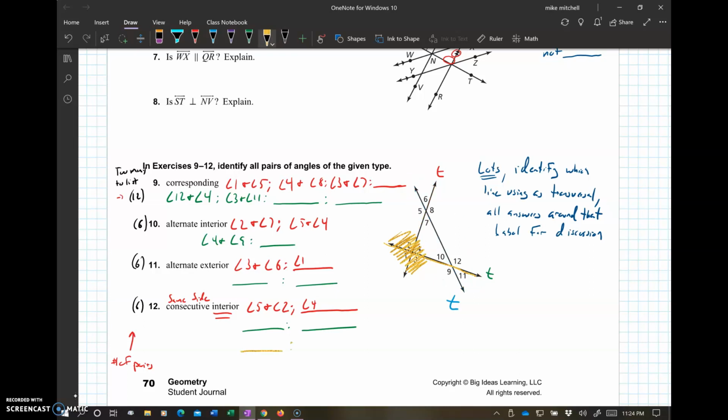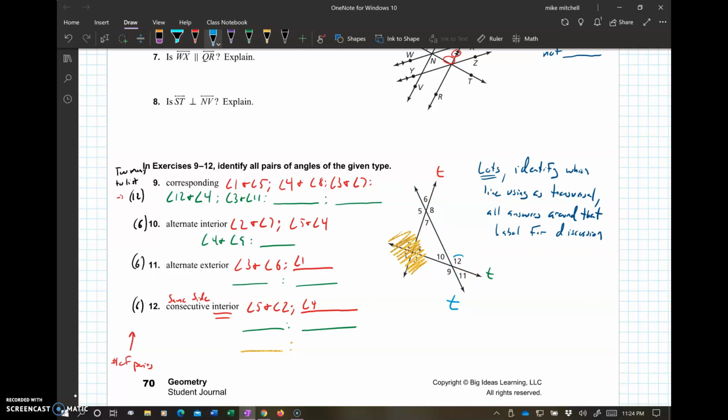I'll do some consecutive interiors with these. We're really running out of time on this. This is going longer than I thought it would. So I need consecutive interiors. Well, this one's a little harder to see. Remember, these are my lines. There's my transversal. I've got to be on the inside for this one. These are on the inside. If you think about that as an open mouth, those are on the inside. And so I want consecutive interior.